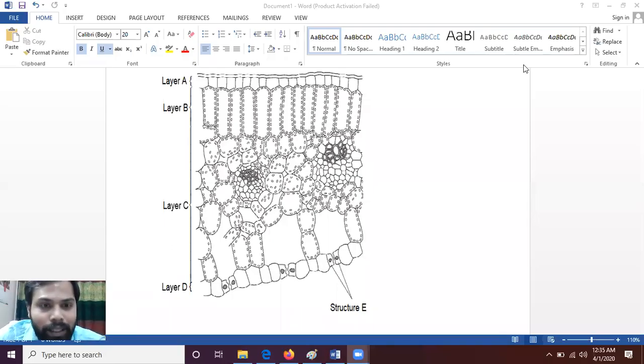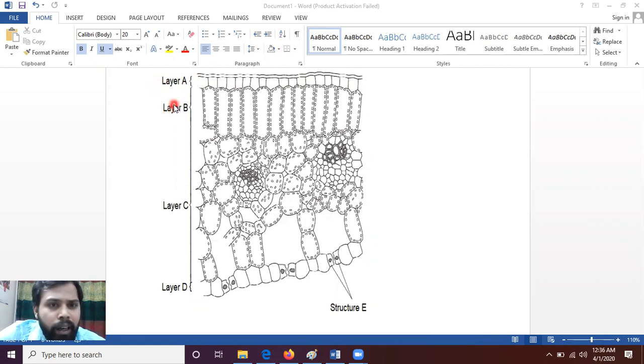Hello viewers. Today I prepared this video on the internal structure of a leaf. As you know, internally a leaf is divided into three parts basically: the upper epidermis, the mesophyll layer, and the lower epidermis. In short, if I want to show you, this is your upper epidermis. This layer is the upper epidermis.